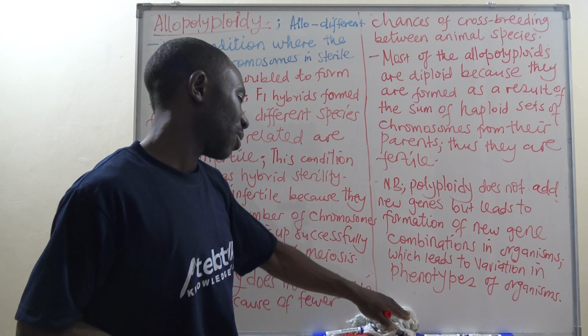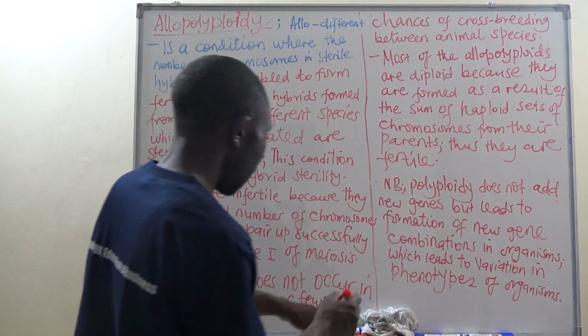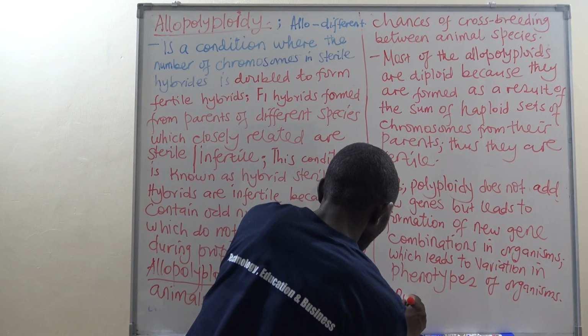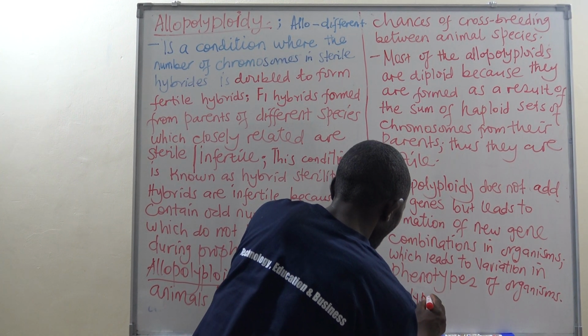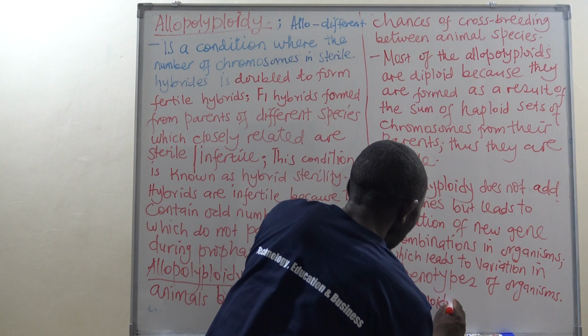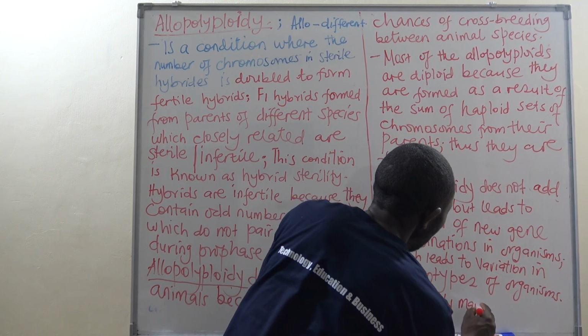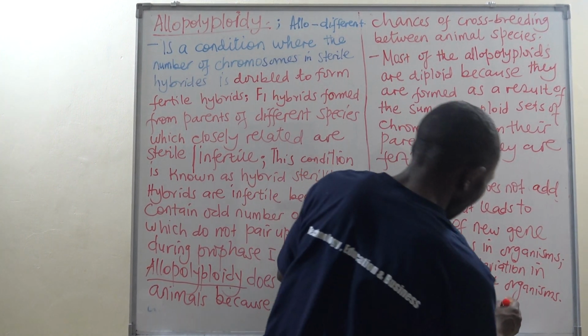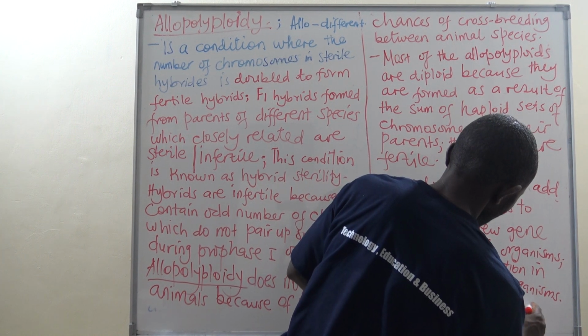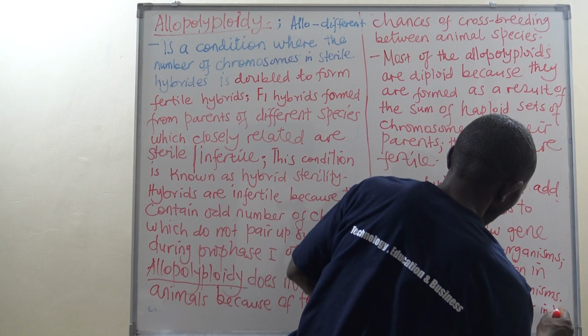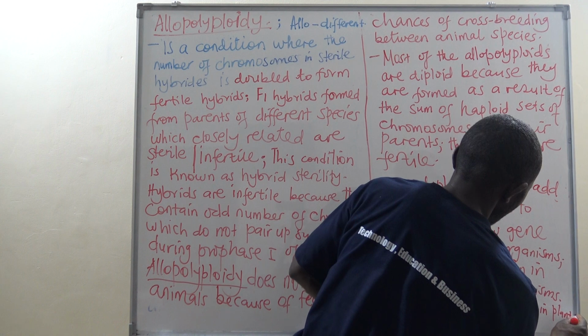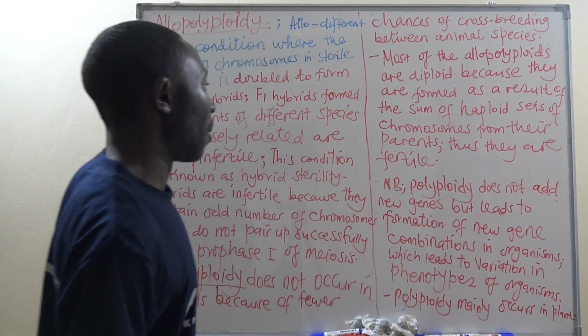Then lastly, polyploidy mainly occurs in plants and is rare in animals.